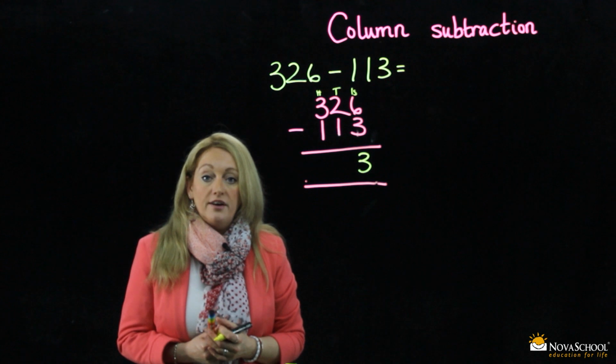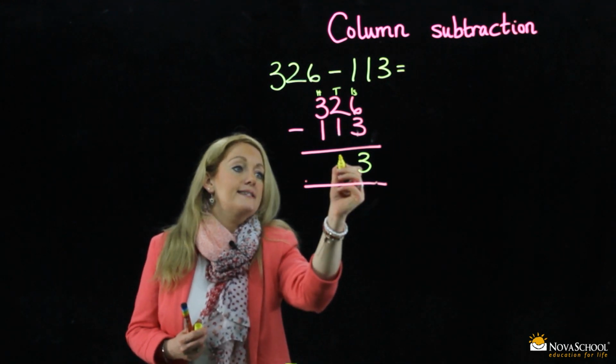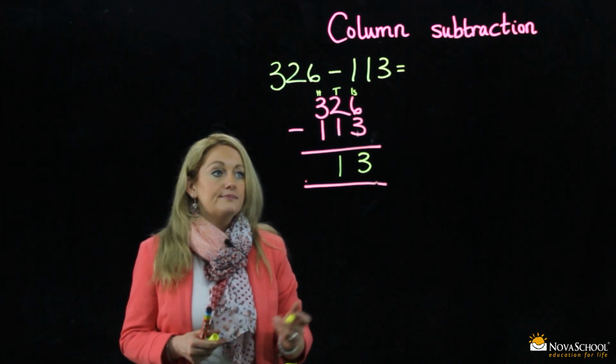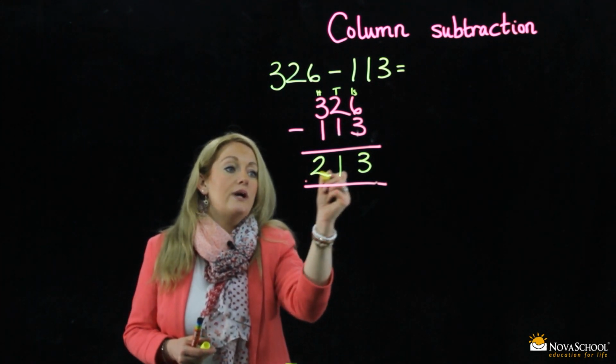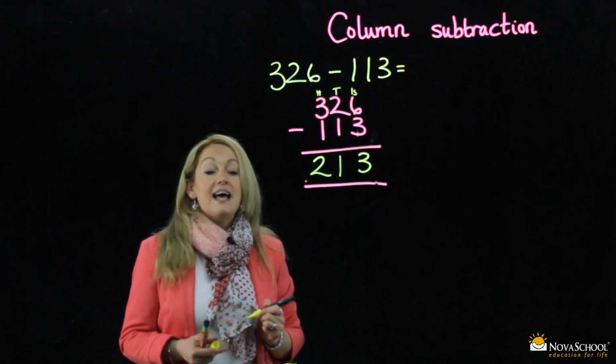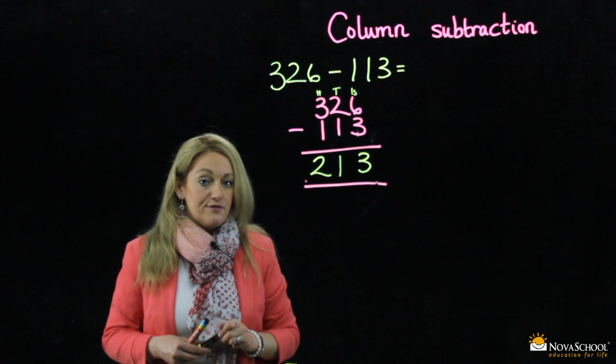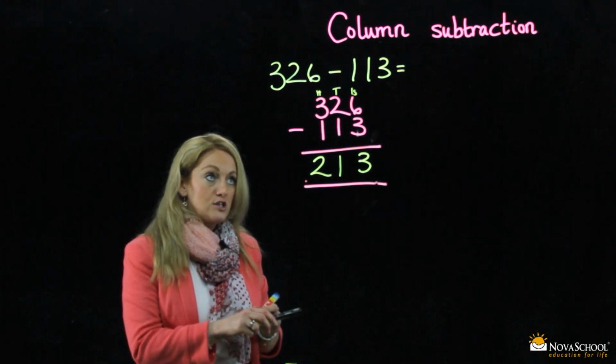2 subtract 1. Let's move to the tens column. Nice and easy. 3 subtract 1 is 2. We have an answer, 213. Okay, now let's make it a little bit more difficult. Moving on to the next question.